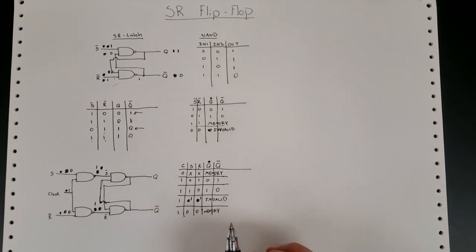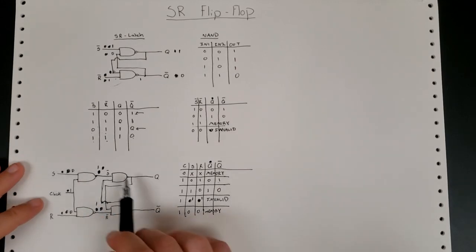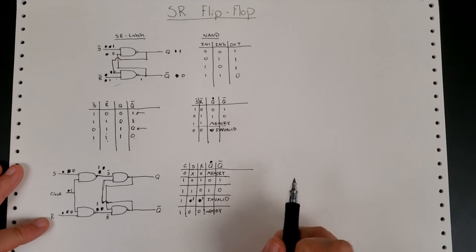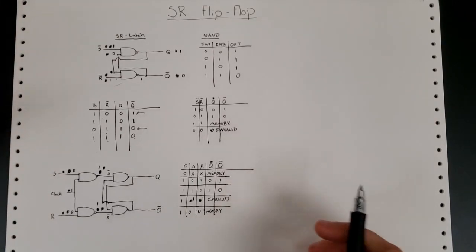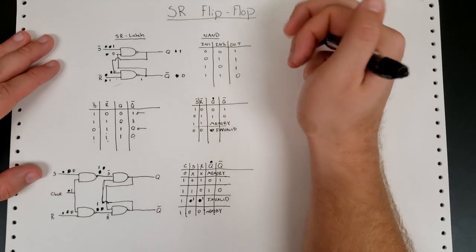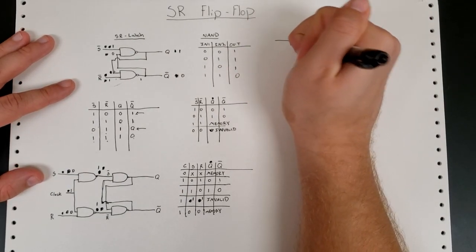Okay, so there's only one more circuit that we need to talk about, and it's very similar to this SR flip-flop. The only difference is we only have one input. Instead of S and R, we just have a data input. And so let's draw this circuit, and we'll talk about how this one works. So it's all the same. It looks almost completely the same.